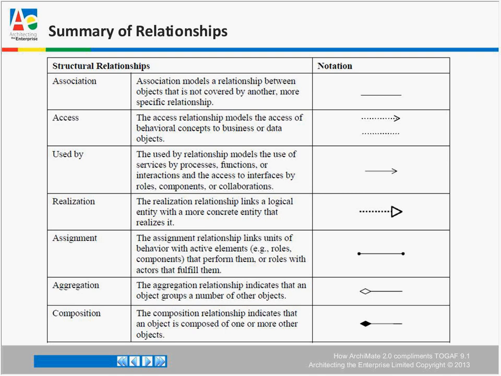For example, assign is typically used to connect a behavioural element to an active structural element that performs it. Realize is used to indicate that an element provides a more concrete realization of a logical entity. So typically, services are realized by functions internal to the system. And similarly, used by is where one component uses a service provided by another component. So they encapsulate a set of business rules for structuring models. And so these are the structural relationships showing how elements are connected to each other.